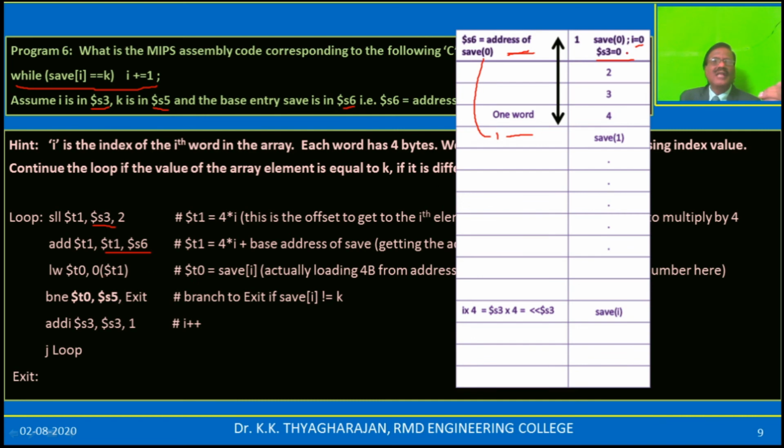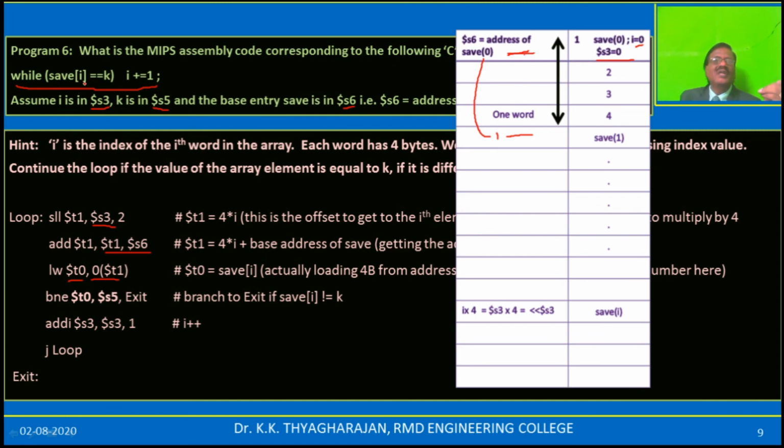Now you transfer the data from this address to T0. So you have to use load word $T0, 0($T1). From this first location, the word will be taken and stored in T0. Now T0 has the first word.